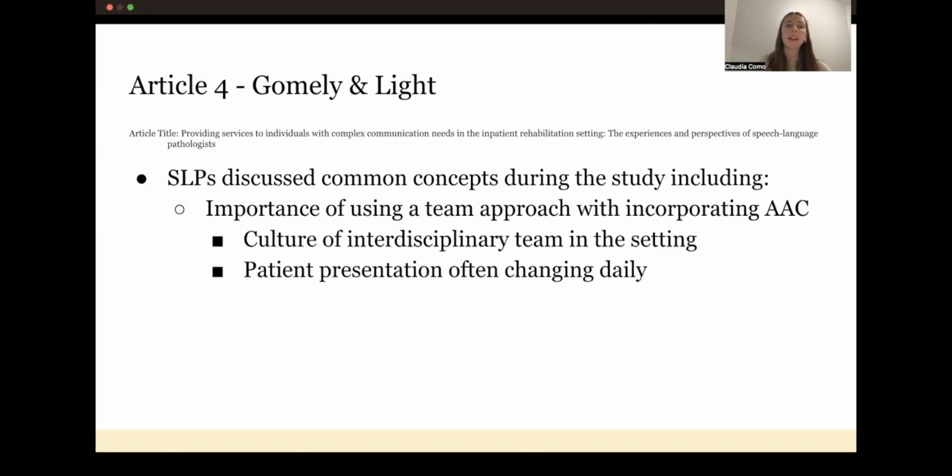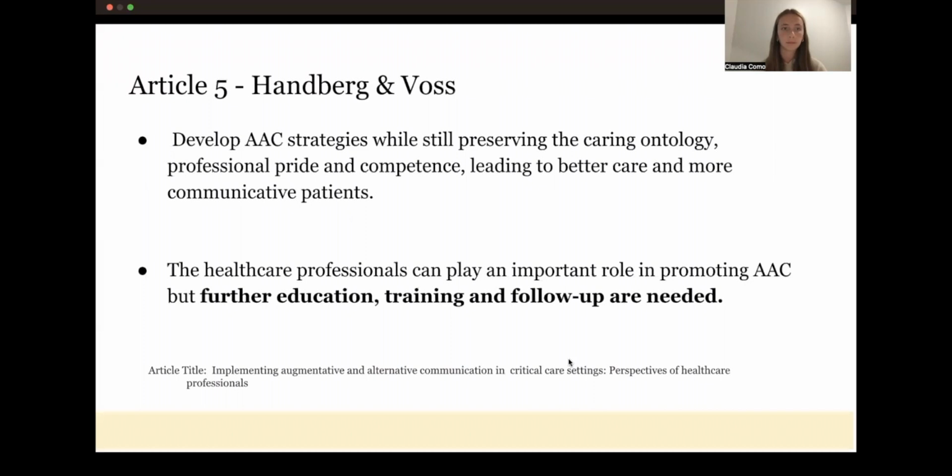And then another thing that was talked about in Article 4 was really the importance of using a team approach. So like I said, the SLPs working with those medical professionals that are in their setting to have a team together and discuss and communicate with each other as a team how a patient is changing and how maybe their AAC device needs to change with them.